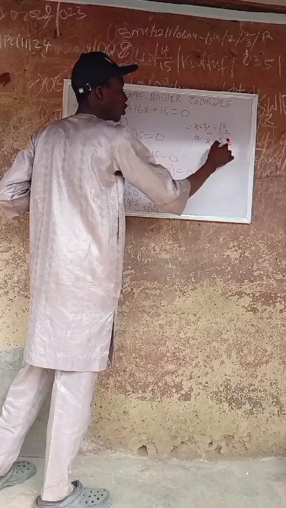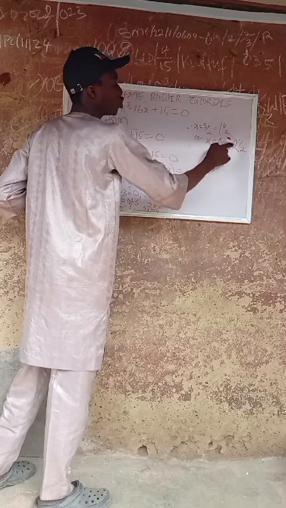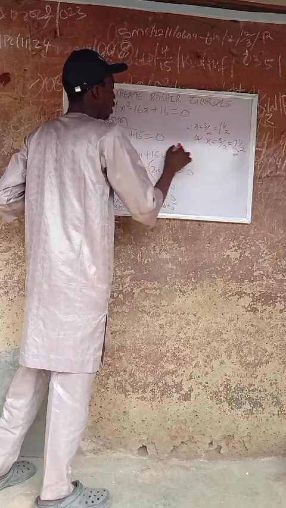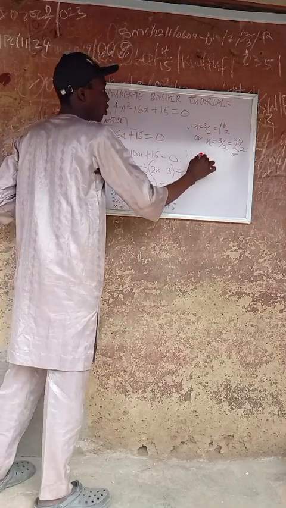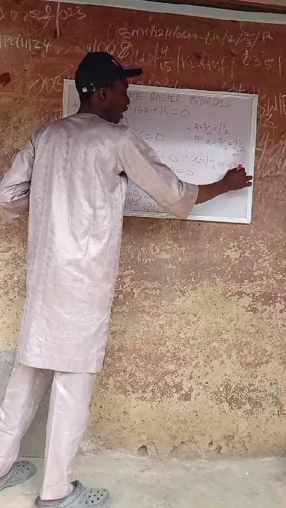In a mixed fraction, this also equals to 2 whole number 1 over 2, because 2 in 5 is 2. That 2 whole number, you are left with 1 over 2. So therefore, the answer to this question is x equals to 1 whole number 1 over 2, or 2 whole number 1 over 2.